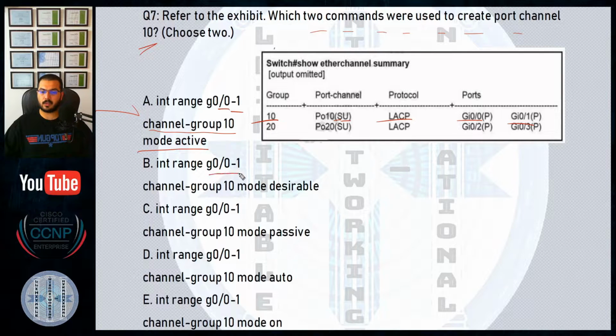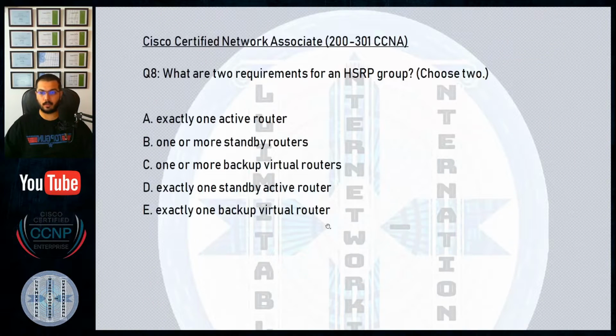The same interfaces with mode desirable, no, this will be PAgP, not LACP. The same interfaces with mode passive is also possible. The same again with auto, this will be PAgP, and the final one, also the same again with on, will make them non-negotiable. This will force them to become up, so they will not use LACP, so this one is also incorrect. So by setting those ports as either active or passive, one of these two commands will make your two ports get bundled or aggregated in port channel number 10.